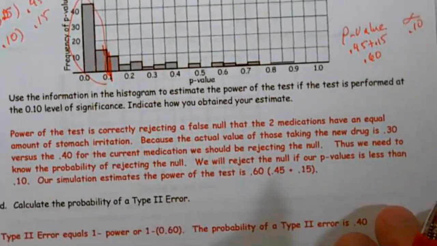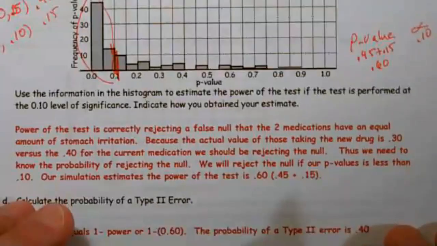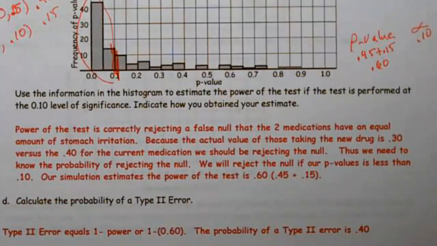So the power of the test is correctly rejecting a false null that the two medications have an equal amount of stomach irritation. So that's the false null. And we know it's false because they said the actual value of those taking the new drug is 30% versus 40% for the current medication. So there definitely is a difference between the new drug and the current drug. So we should be rejecting the null.